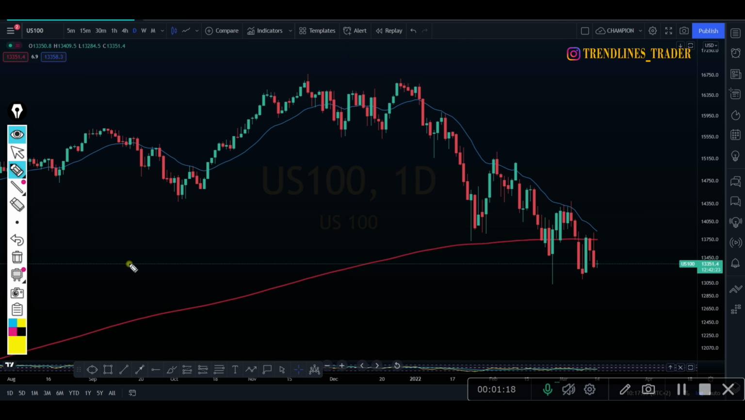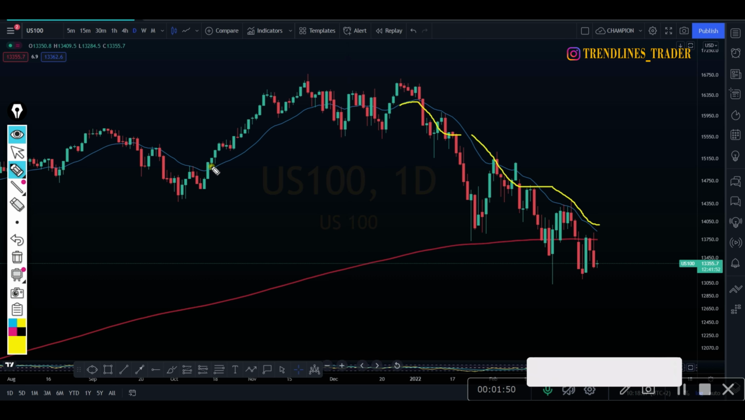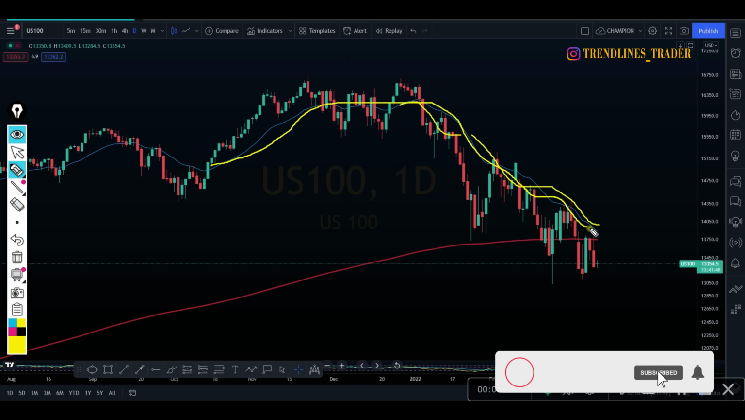So we can also look at our 21 SMA. This is also our 21 simple moving average that we use to indicate whether our price is on the trend or is consolidating, or whether it's a downtrend or an uptrend. Our 21 SMA can tell us that, no, we are on the trend.